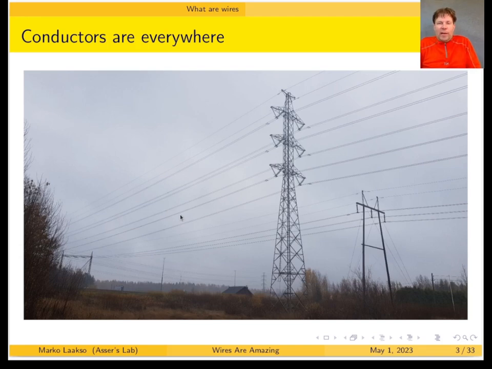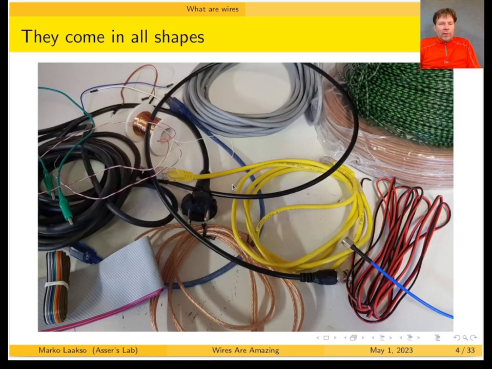As we all know, we are surrounded by wires. They are practically everywhere. If you go outside, you can see power lines there. Inside our buildings, we have the electricity built into the walls, and we may have all sorts of consumer electronics with wires, USB cables, and power cables for your devices and whatnot. Wires come in all sizes, all shapes, all colors.